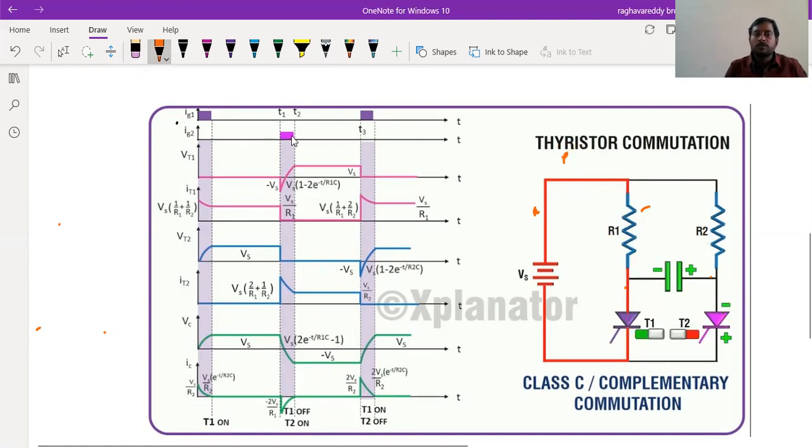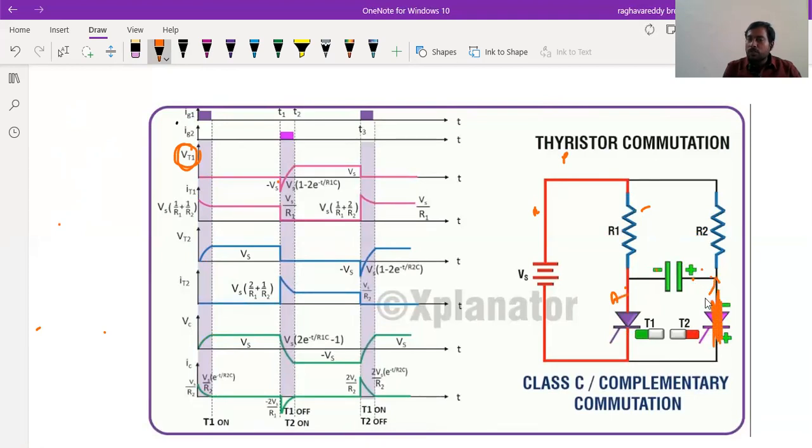Now let us look at the waveforms. So, the voltage across T1. Look at this one. If this capacitor is charged in this direction, with positive and negative terminals, this negative is connected to the anode, and this is short circuited because the gate pulse is given.